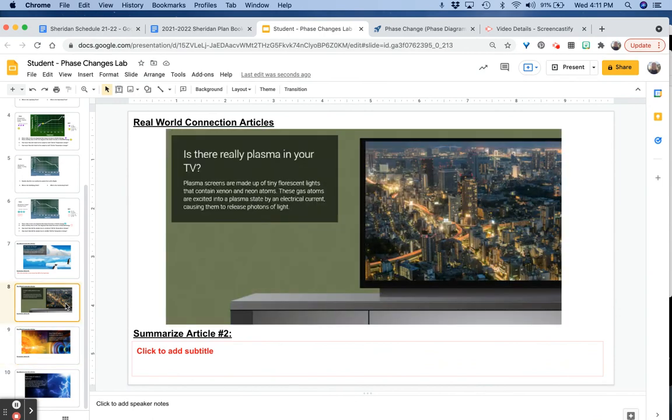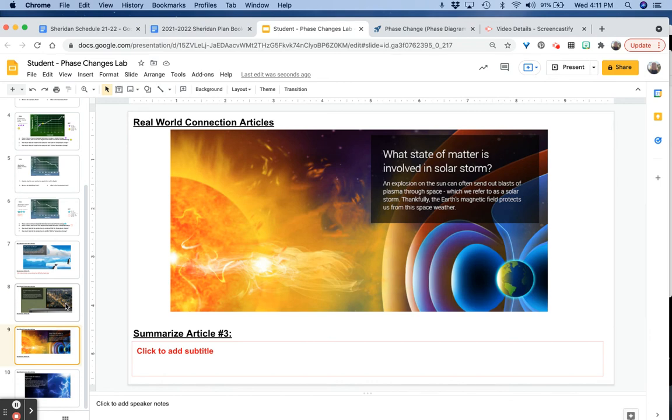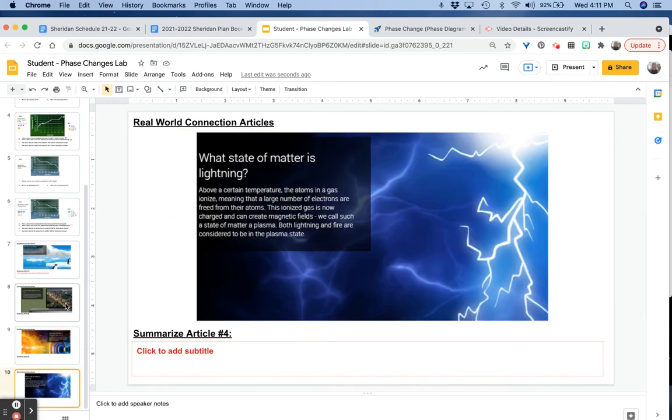The next one is talking about plasma in your TV, what state of matter is involved in a solar storm, and then the last one, what state of matter is lightning.